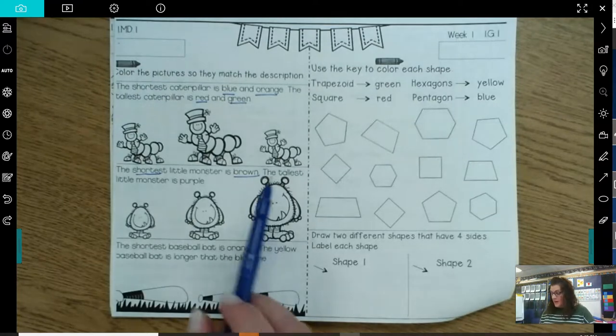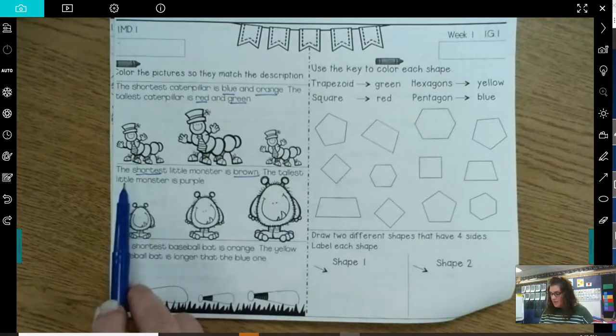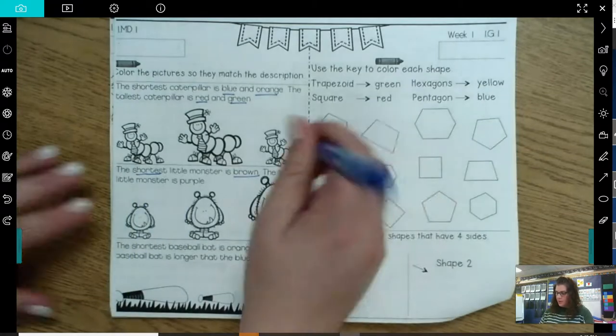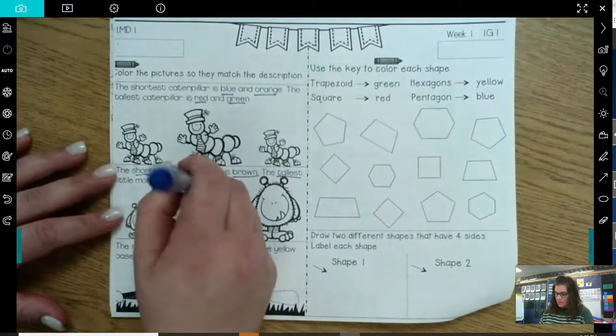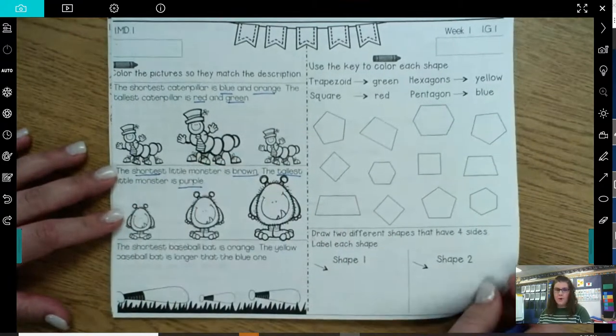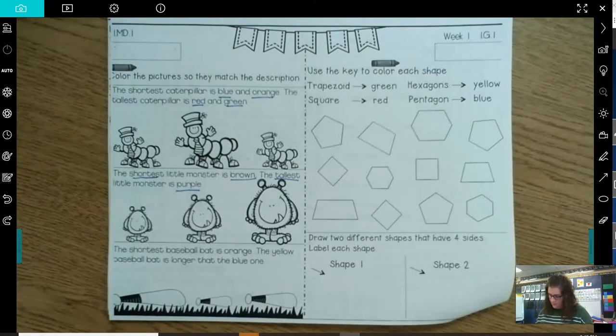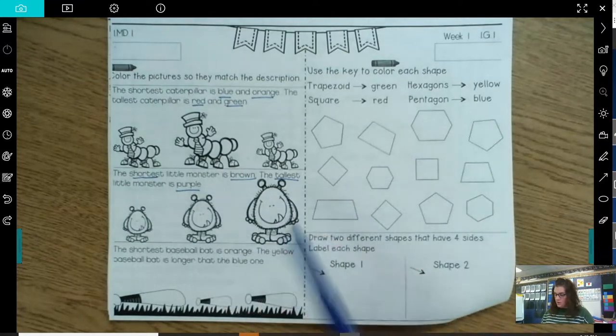Okay, now we're going to color the tallest little monster purple. So now we're going to look for the tallest monster and color that one purple. All right, if you're back with me, that tells me all of your monsters are colored.